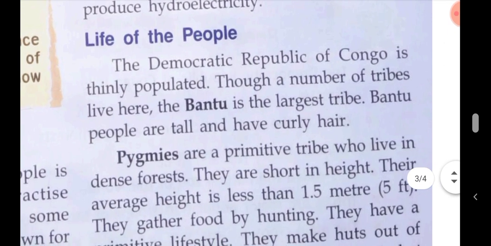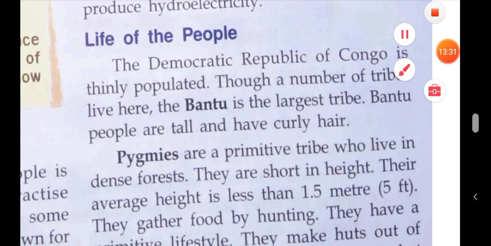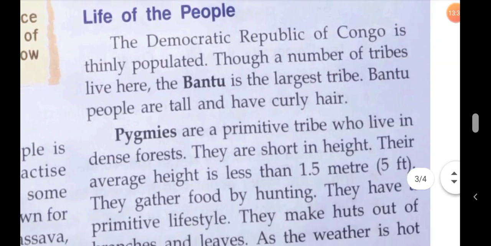Now students, our next topic is life of the people. The Democratic Republic of Congo is thinly populated. Though a number of tribes live here, the Bantu is the largest tribe.